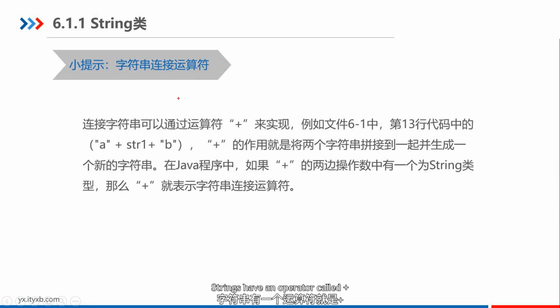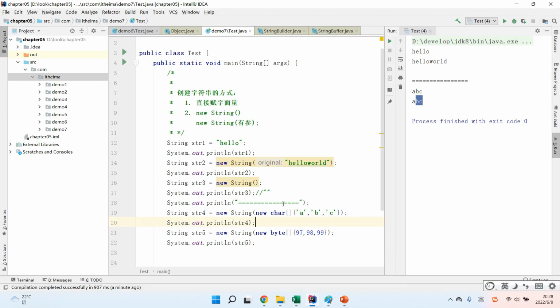Strings have an operator called plus. In the arithmetic operators, it's a sum, but in strings, it's concatenation. So let's say a plus a variable plus ab. This is equivalent to splicing the three variables together. This is the most commonly used operation in string applications.